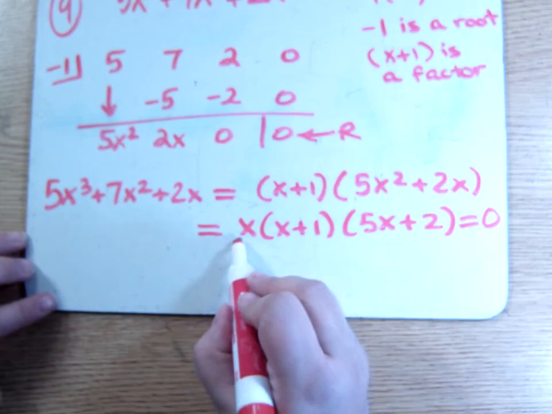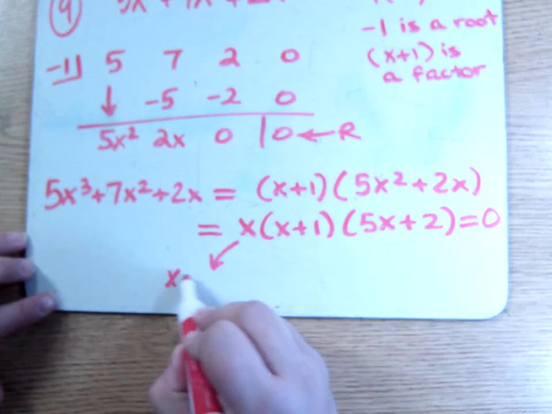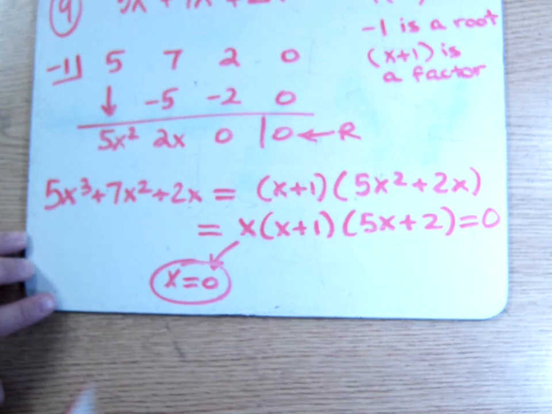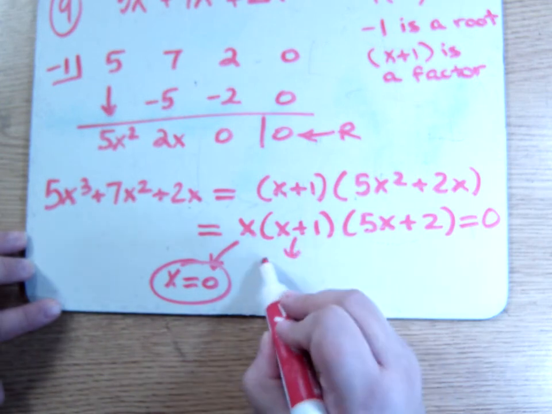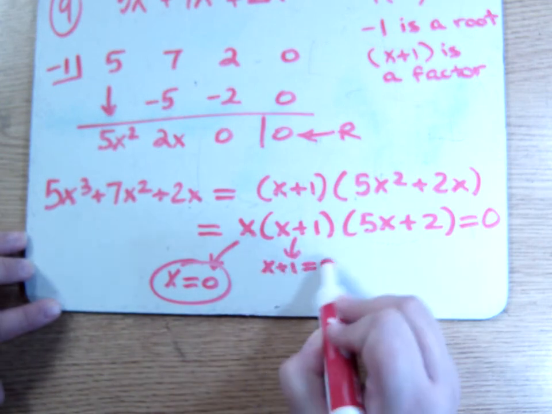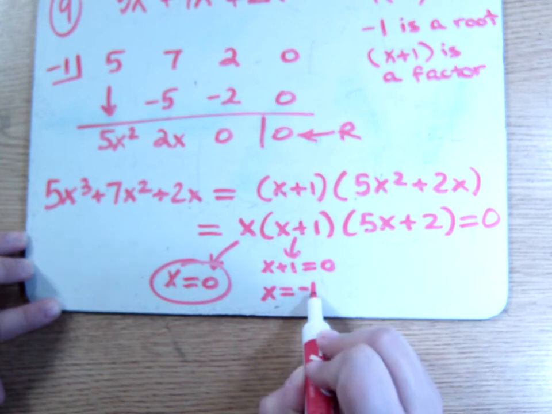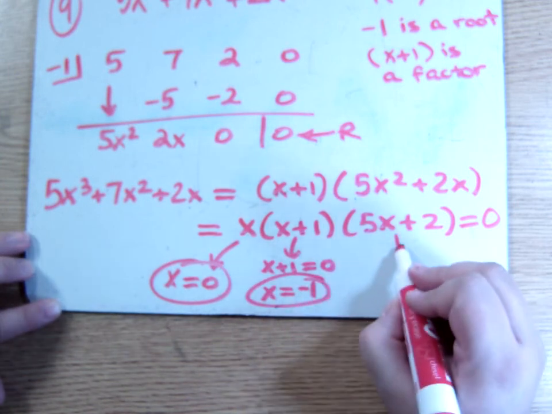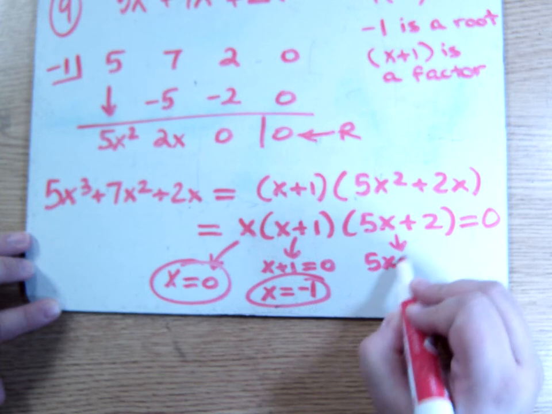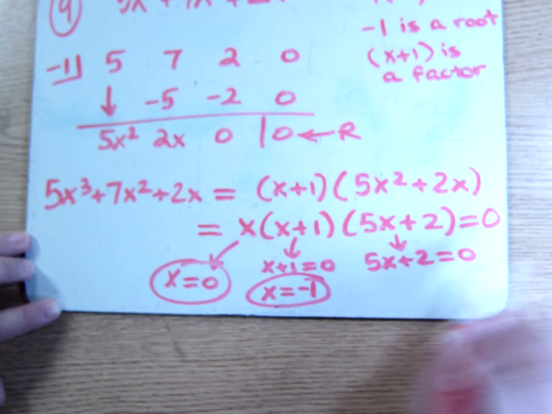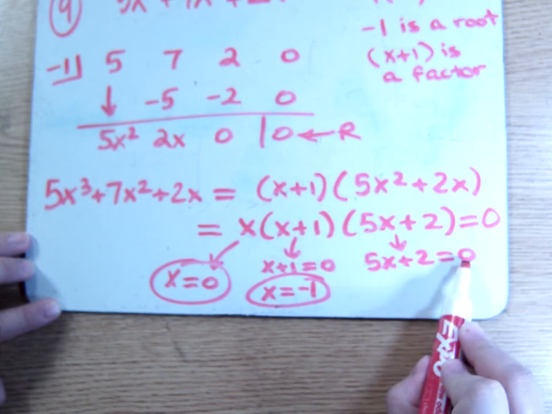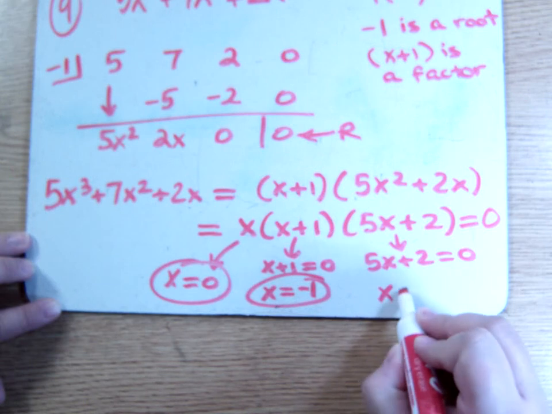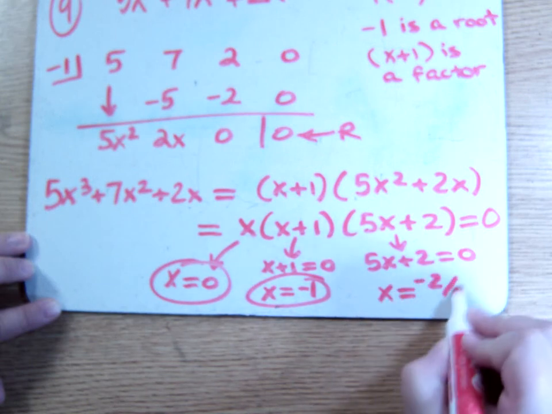So I have to take each factor. X by itself counts as a factor, and set it equal to 0. And then solve. X plus 1 equals 0. That means x is -1. And 5x plus 2 equals 0. First I would subtract 2 from both sides, and then I would divide by 5, so x is -2/5.